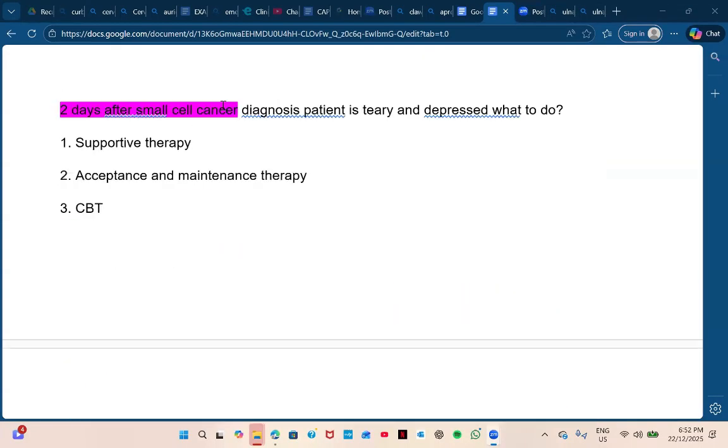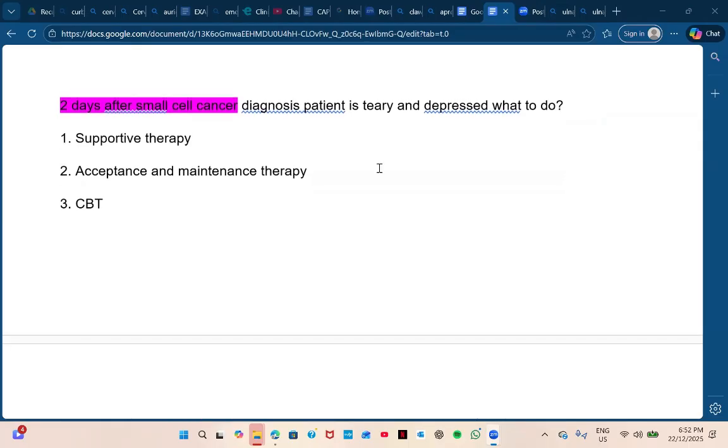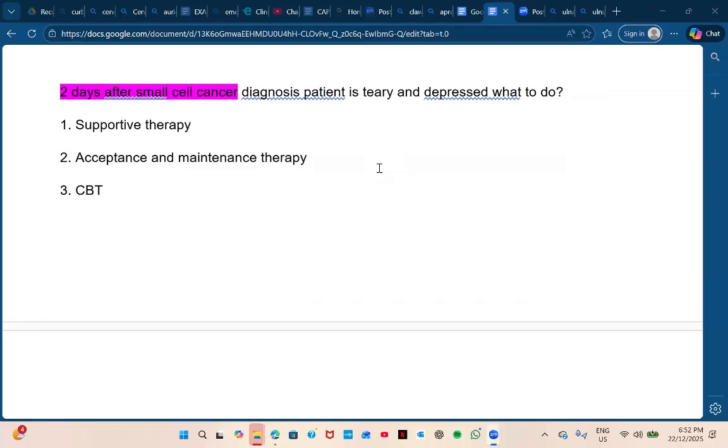So are you agreeing with supportive therapy? Because it's just two days, right? Two days since the small cell cancer diagnosis, and the patient is teary and depressed. As a doctor, what should we do? We have to support the patient. First, we have to talk with the patient, because it's very early. What do you think, doctors?